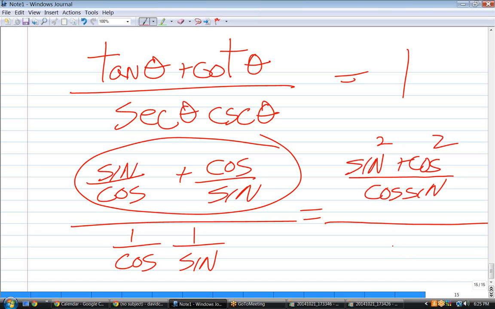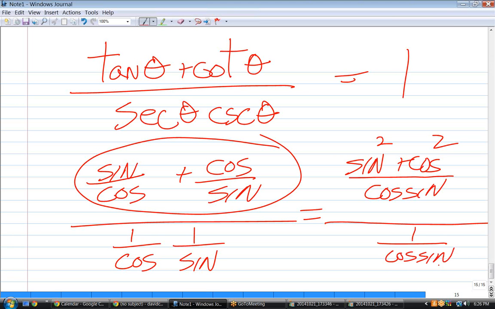Now the denominator. The denominator is going to be sine plus cosine over cosine sine. In other words, this is, excuse me, my mistake. They're being multiplied. It's just 1 over cosine sine.